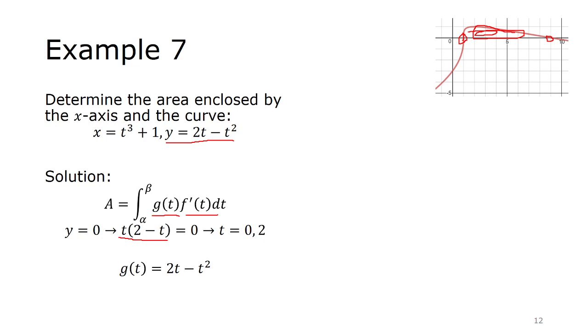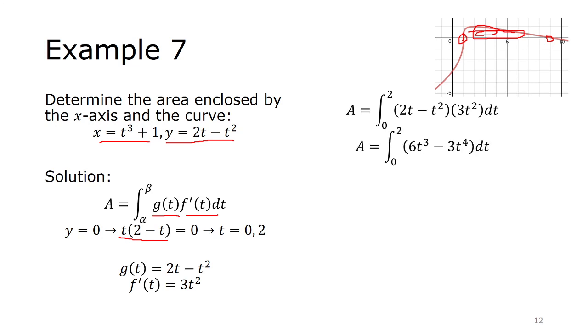We know our g of t function that was given to us. We can calculate the f prime of t function. That's the other piece that we'll need. The derivative of the f of t function, the x function, is simply 3t squared. So our integral becomes the integral from 0 to 2 of g of t, which is 2t minus t squared, times f prime of t, which is 3t squared dt. This one is now an integral simply in terms of t.